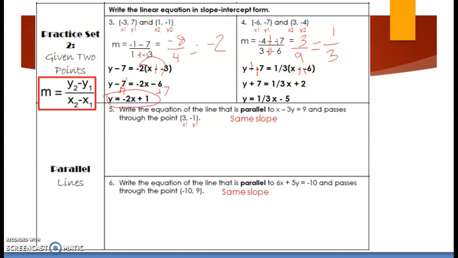Again, it's a positive. When we distribute, because we have a number next to parentheses, we get 1/3 x. And 1/3 times 6 is positive 2. To get y by itself, we have to subtract that 7 from both sides. y equals 1/3 x, and 2 minus 7 is negative 5.